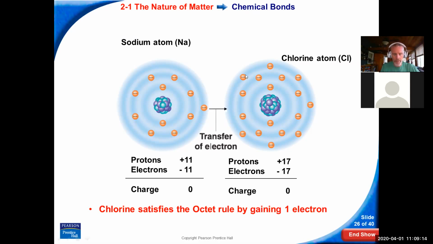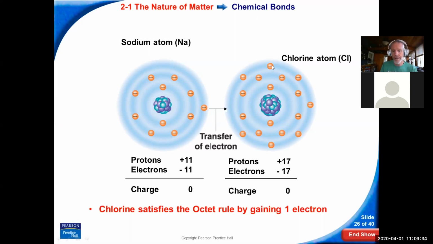The chlorine atom, on the other hand, has a 3rd energy level, and it has 1, 2, 3, 4, 5, 6, 7 electrons in its outermost energy level. Now, it'll never be full. Well, it could be full, but in order to be full, it would have to gain 11 more electrons.